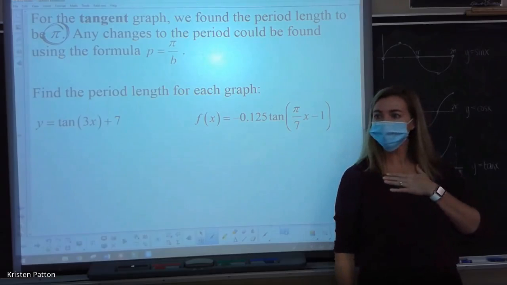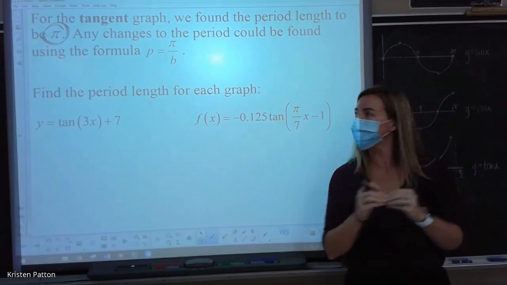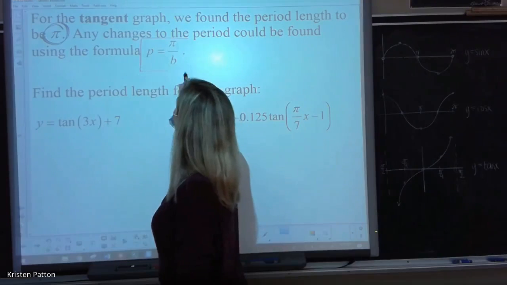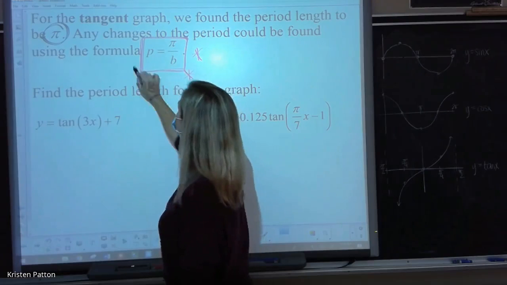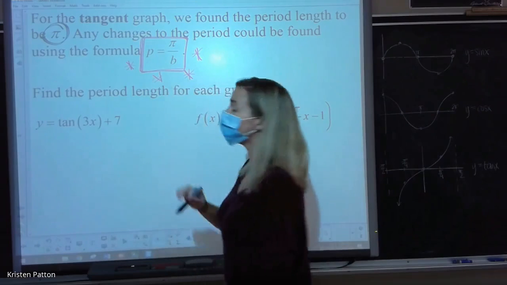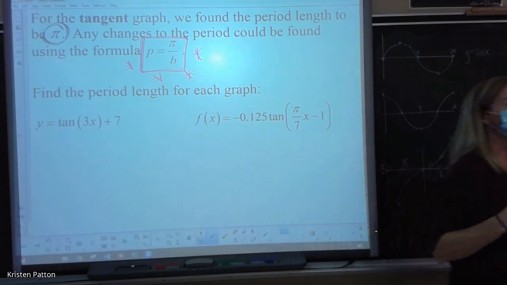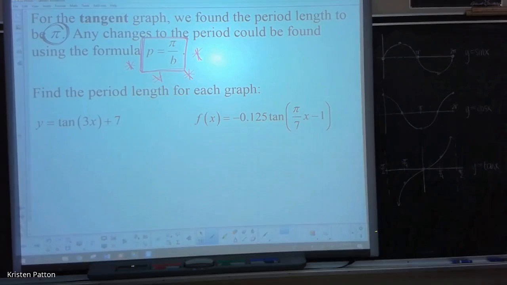which means if we want to change the period length, we're not going to do 2 pi divided by b. We're just going to do 1 pi divided by b. So just like yesterday, let's box that in, let's highlight it, let's make that stand out. Because the tangent has a different period length, we need a slightly different formula.